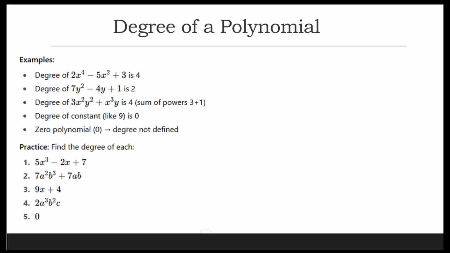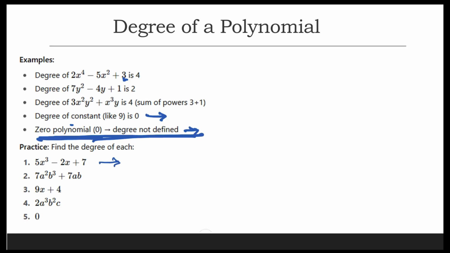Now, if there is a constant, we already discussed. So 3, there is no variable. So the degree will be 0. And zero polynomial means only 0. There is no degree defined because 0 to the power nothing. We can't put a term which will be equal to 0. So this we just need to remember. There is no degree to 0.